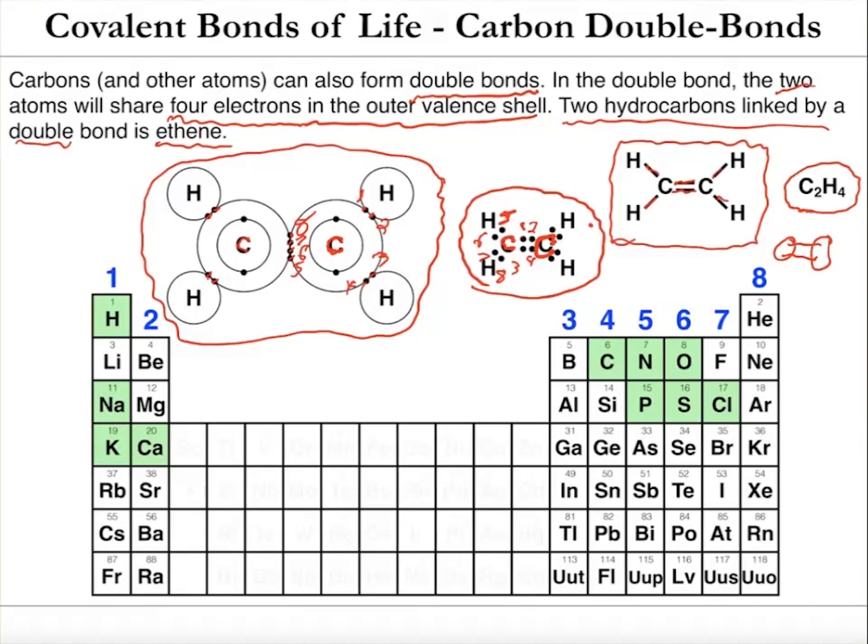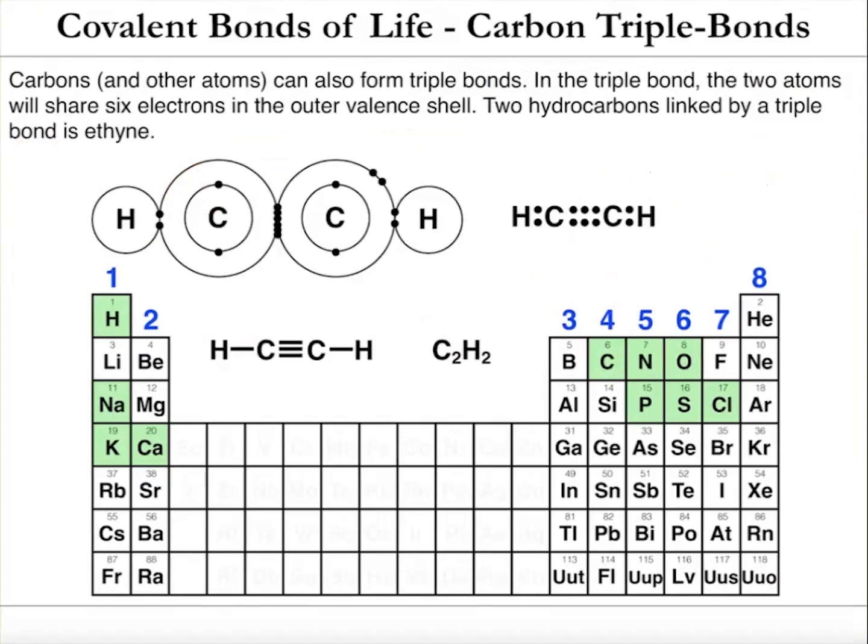So again, you don't have to memorize all this stuff. Just understand that by knowing the periodic table and knowing that carbon has to be bound to 4 groups, you can have things like single bonds between carbons or double bonds between carbons and single bonds with hydrogens. So it can get even more crazy, and you can actually have triple bonds in carbon as well. So carbon and other atoms can also form triple bonds.